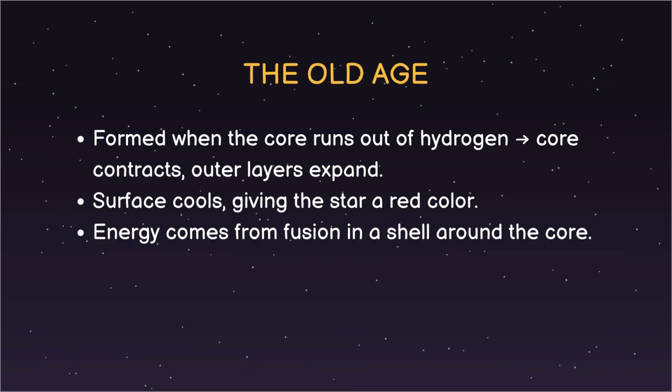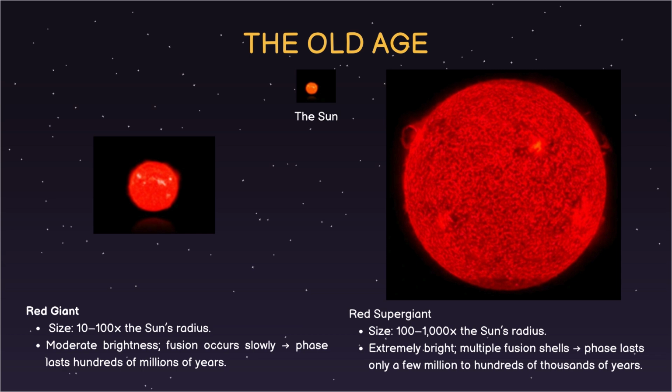The old age stage. This stage begins when the star's core runs out of hydrogen. The core contracts while the outer layers expand. As the surface cools, the star turns red in color. At this stage, energy comes from fusion in a shell around the core. In the old age stage, a star's evolution depends on its mass.